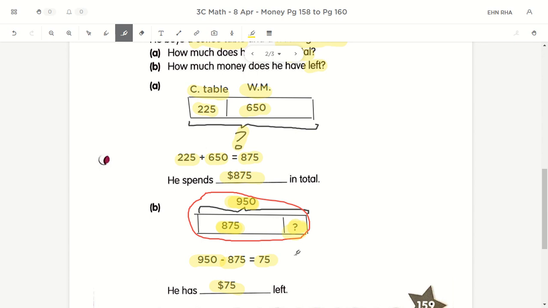It's something we do every single day. We go to the canteen, we buy food. We usually don't give the auntie exact change. For example, it costs $1.50. I give the auntie $2. I get back 50 cents change. So it's that kind of how much money do I get back kind of idea over here. Right. So with that, let's go on to the last page.